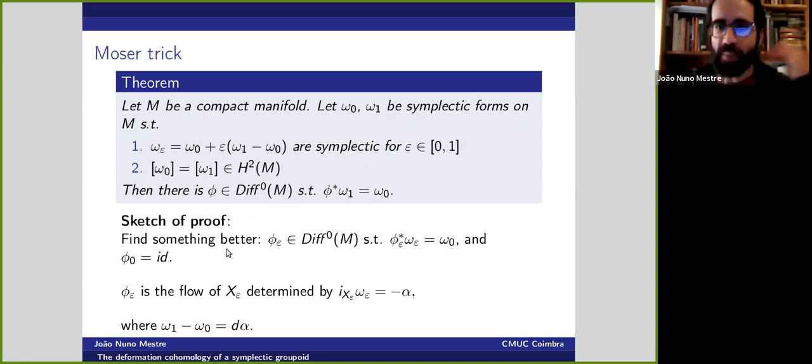We just look for something better, which is a flow of diffeomorphisms pulling back the whole family omega epsilon to omega0. And we hope for more, and we solve that, which is that this flow would be the flow of some time-dependent vector field X epsilon, and we find that X epsilon as the solution of this equation, where alpha here is simply the transgression of omega1 minus omega0. I'm just showing this, which is very familiar, because then we'll do the same for groupoids.